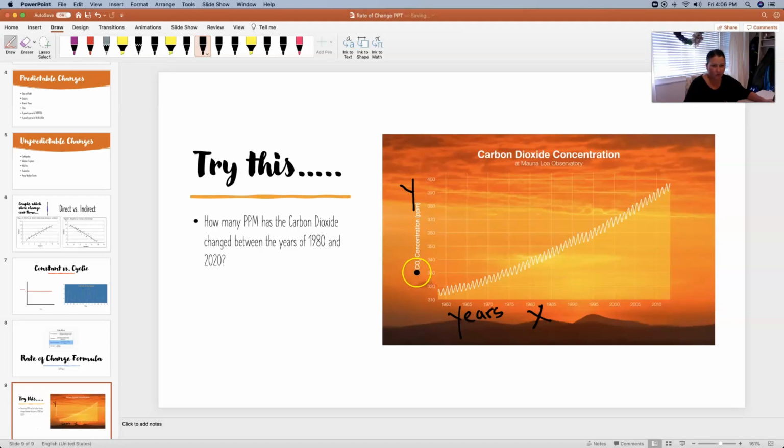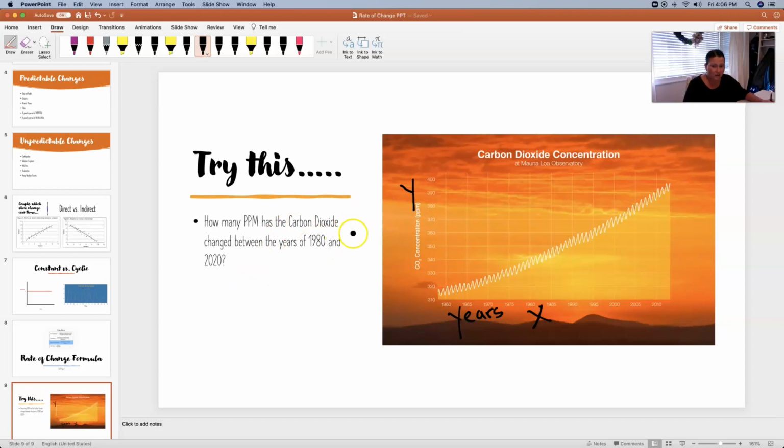A very appropriate, ninth grade level rate of change question might ask you something like this: how many parts per million has carbon dioxide changed between the years of 1980 and 2020? They're looking to see if you can plug this type of question with this data into a rate of change question. Again, rate of change is the change in field value divided by time.